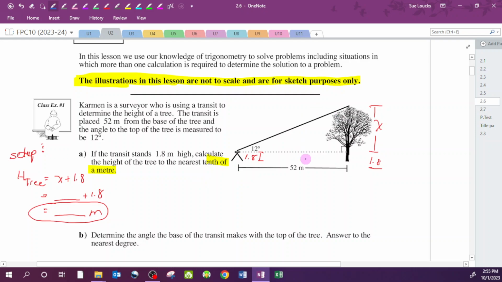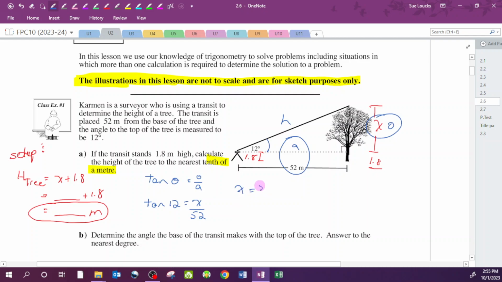So now we're looking at this triangle. Here's our angle of interest. Here's the hypotenuse, here's the opposite, and here's the adjacent. So we can see that I'm going to use tan. Tan theta is opposite over adjacent, so tan 12 is going to be x over 5.2.